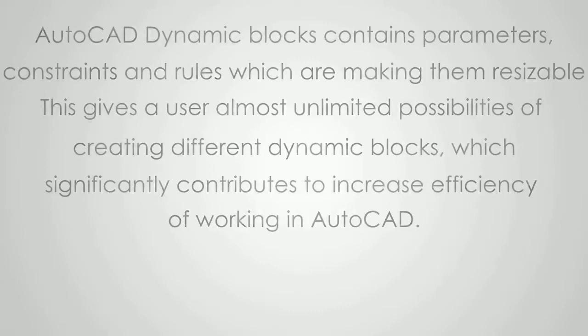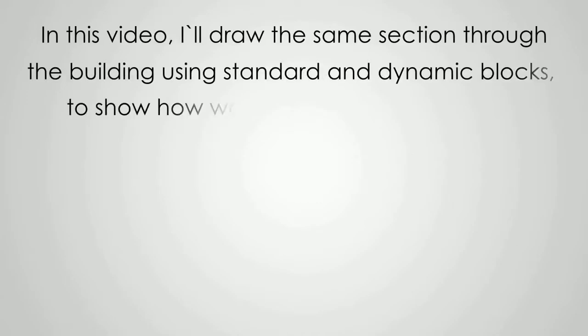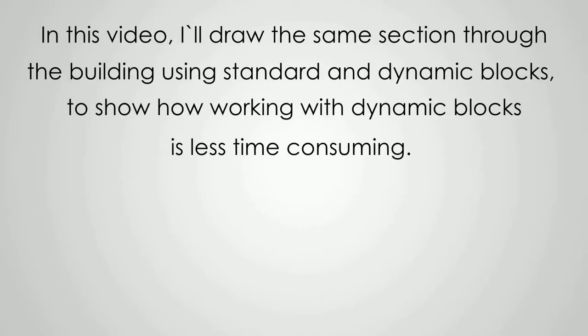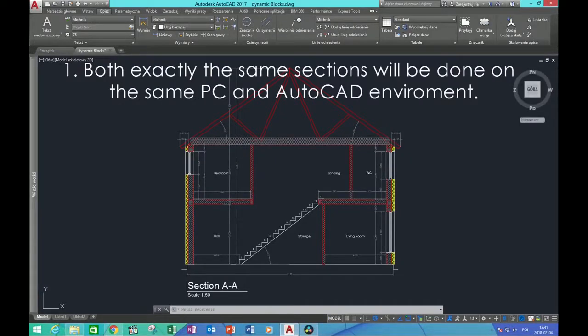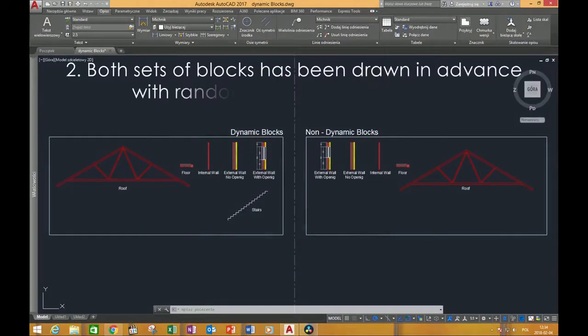in AutoCAD. In this video, I'll draw the same section through the building using standard and dynamic blocks to show you how working with dynamic blocks is less time consuming. To make the result as precise as possible, both sections will be drawn on the same PC and the same AutoCAD environment. Also, both sets of blocks have been drawn in advance with random lengths, heights and sizes.